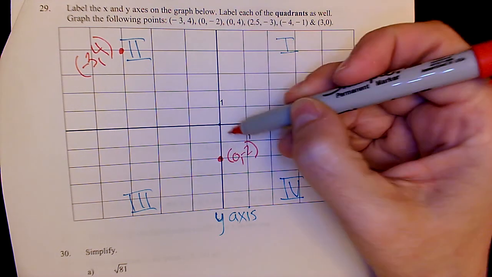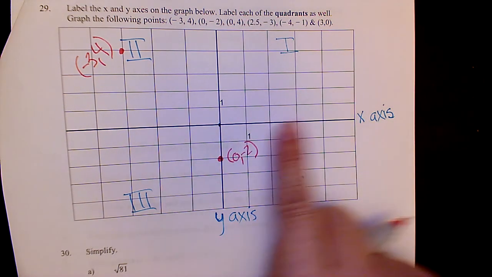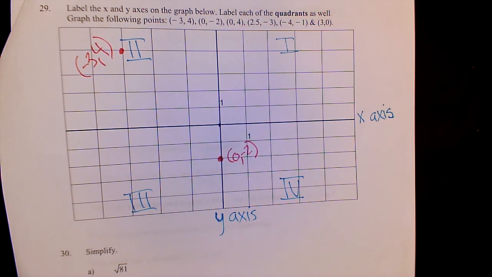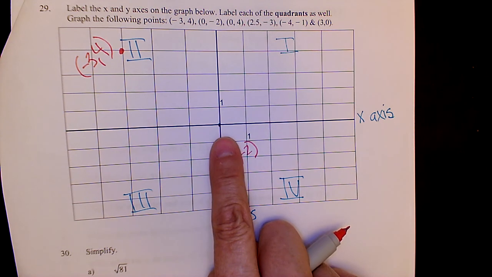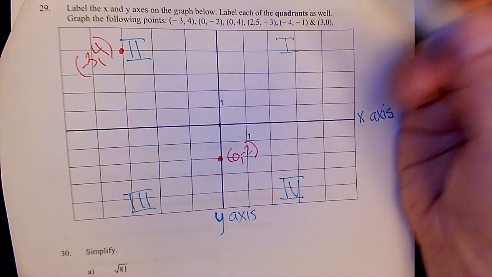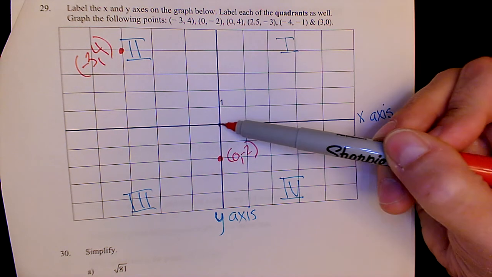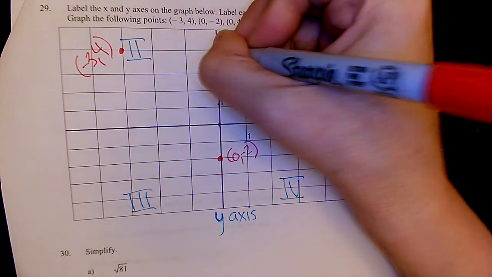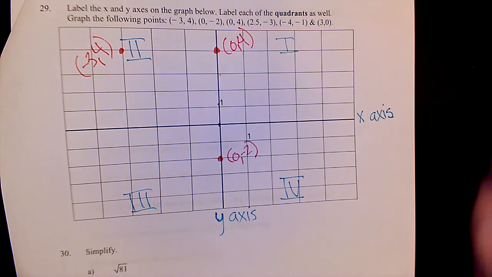Next point, 0 and 4. So I'm starting at 0. I'm not going anywhere, so I'm going nowhere on the X. But I'm going up 4 on the Y. So I'm going 0, 1, 2, 3, 4. So here is 0, 4.